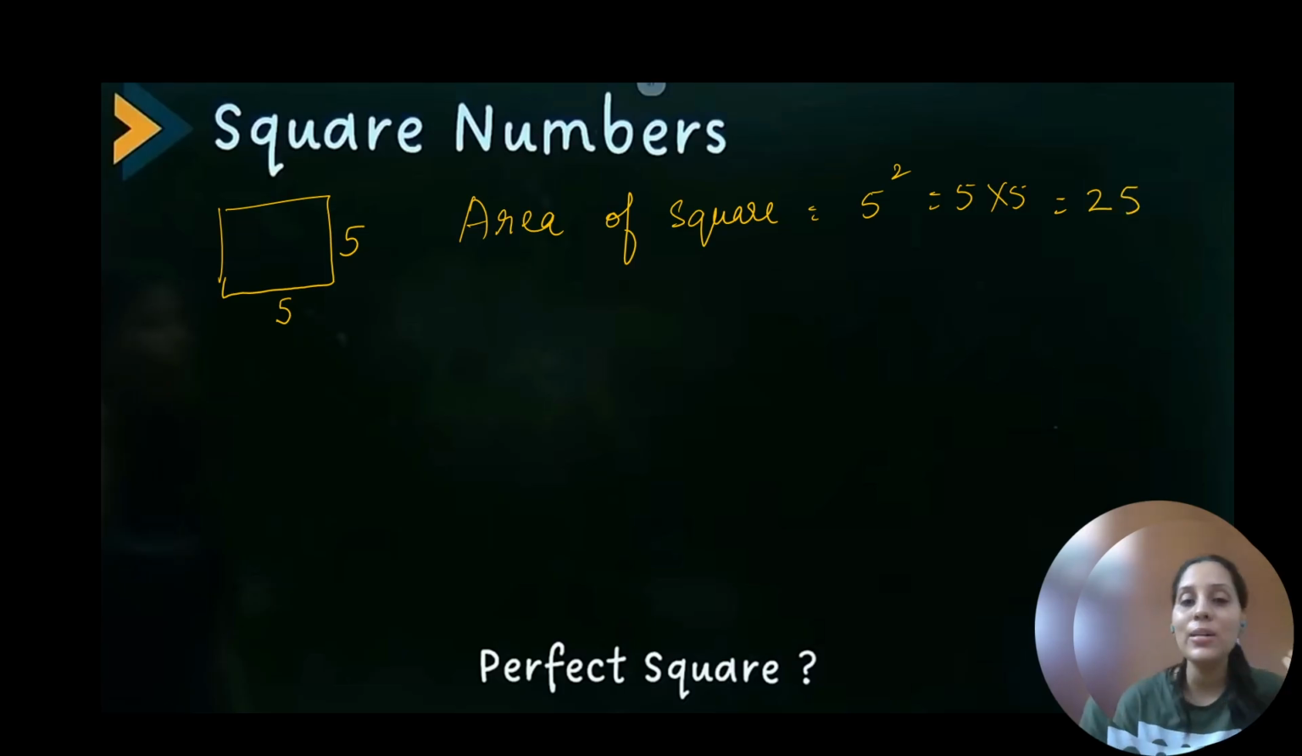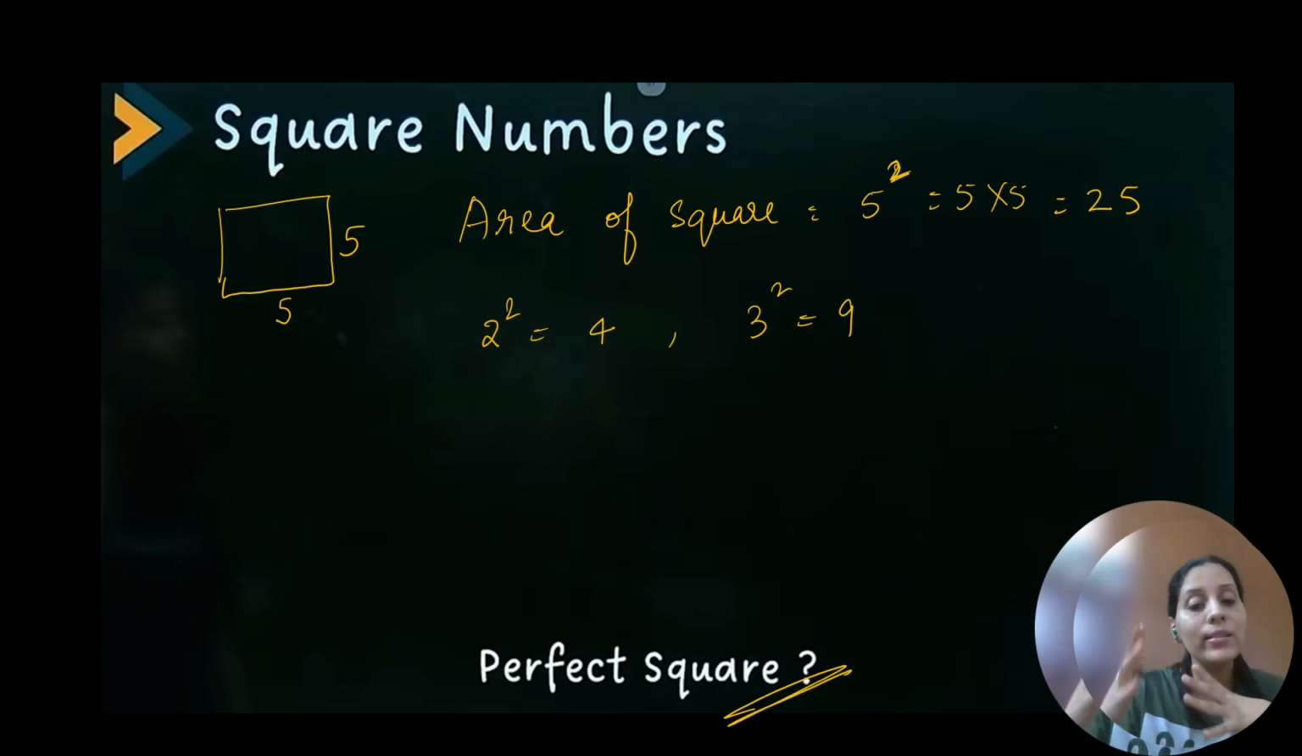So square numbers are nothing but when you have 2 on the top. 5 square, it's a square number. 2 square, 4. 3 square, 9. So these are all square numbers. 25, 4, 9. These are all square numbers.